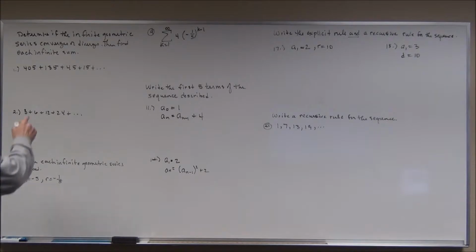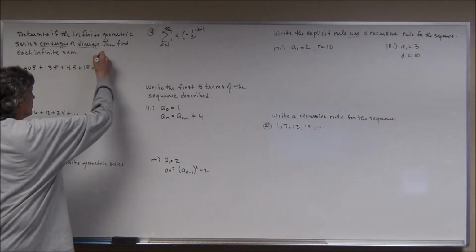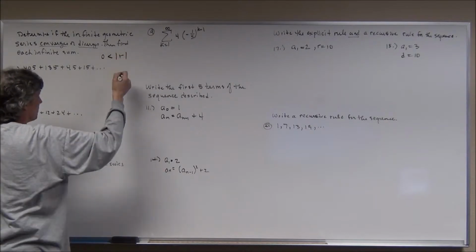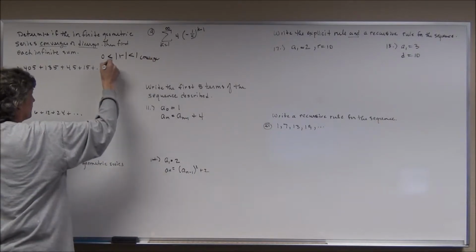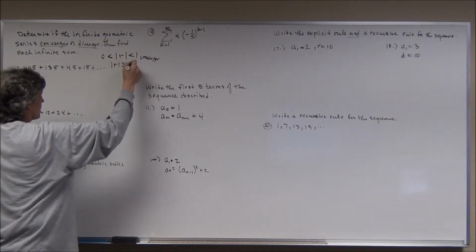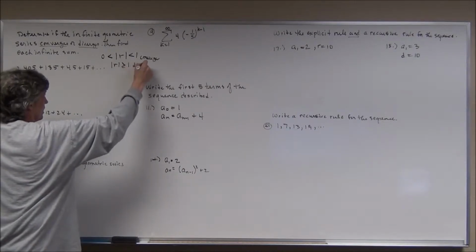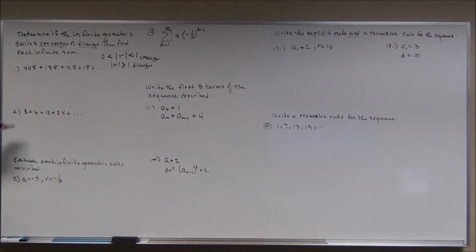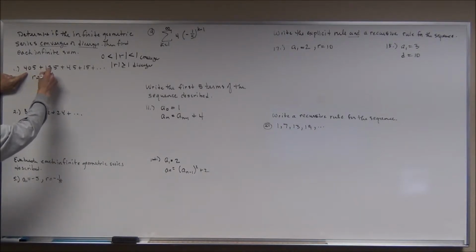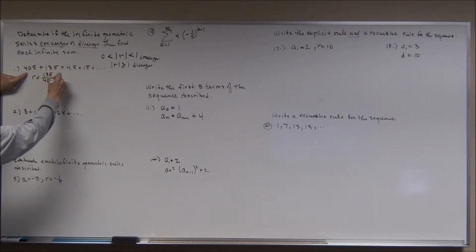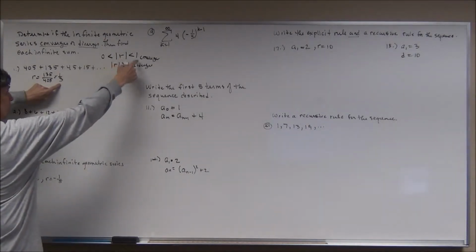Now to determine if it converges or diverges, you have to take the absolute value of the ratio. The ratio could be positive or negative, but if its absolute value is between 0 and 1, it converges. If it's greater than or equal to 1, it diverges. It has an infinite sum of some type. So I'm looking here, I see two consecutive terms. It's already told me that it's infinite and geometric. So I take these two terms and I write the ratio. It's 135 over 405, which is 1/3. So the absolute value of 1/3 is between 0 and 1.